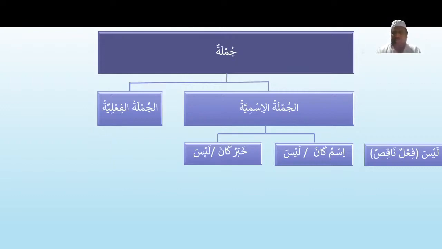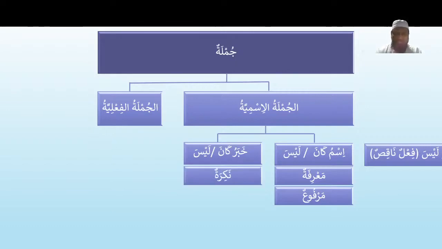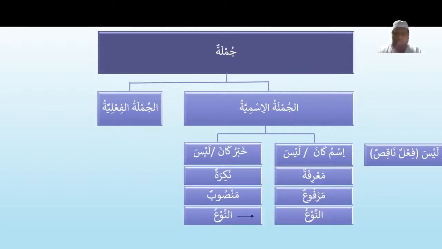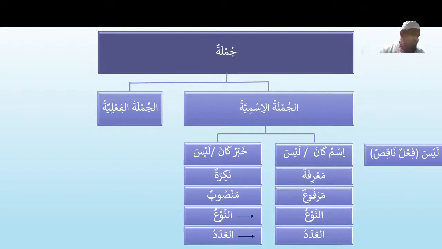So the rule is ismu kana or ismu laysa normally is ma'rifa. Ismu kana or ismu laysa in i'rab is marfu'. Next we have khabru kana wa khabru laysa in terms of ta'yin is nakira. Khabru kana in terms of i'rab is mansub. And the number has to match the number of ismu kana, the number of khabar kana matches the number of ismu kana. Right, let's finish this first.